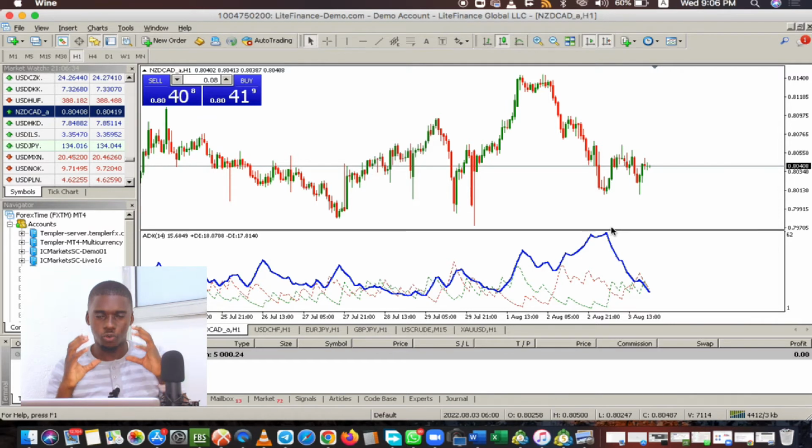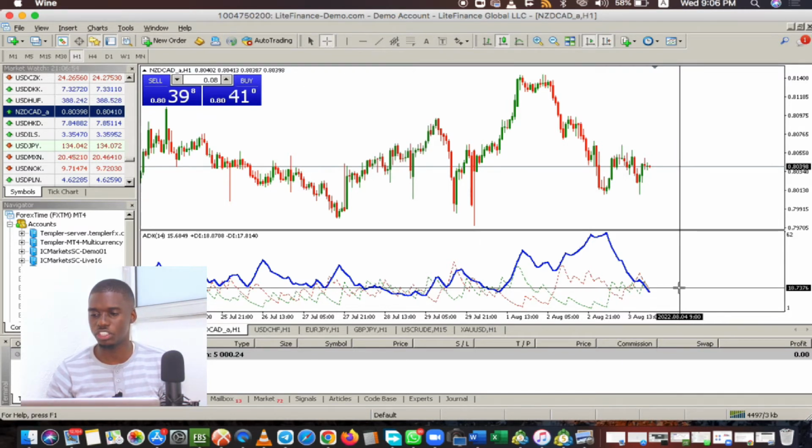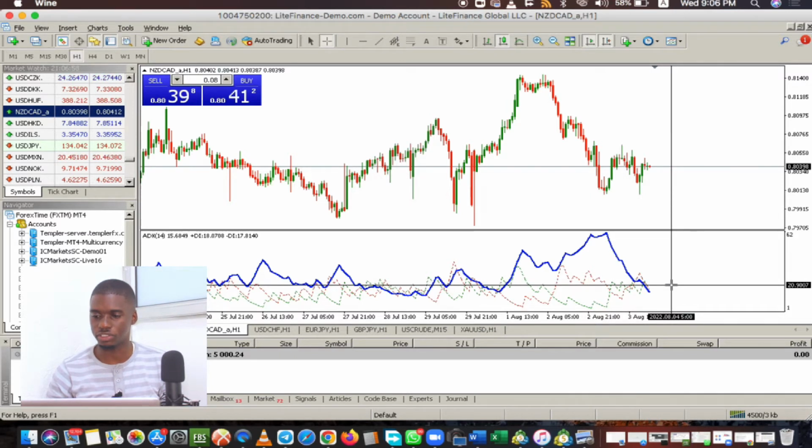So it works within levels. We have strong levels: a strong level at 20, a strong level at 40, and also a strong level at 50. These levels are not just a waste of time; we can draw these levels.